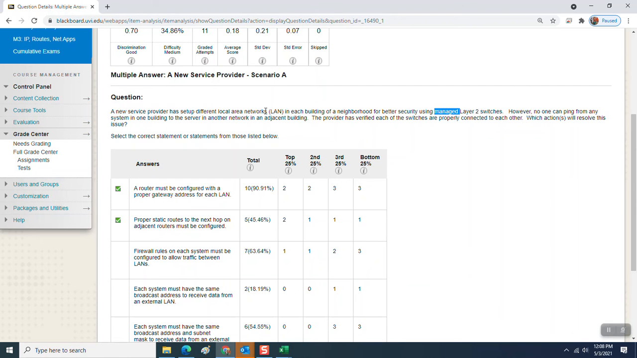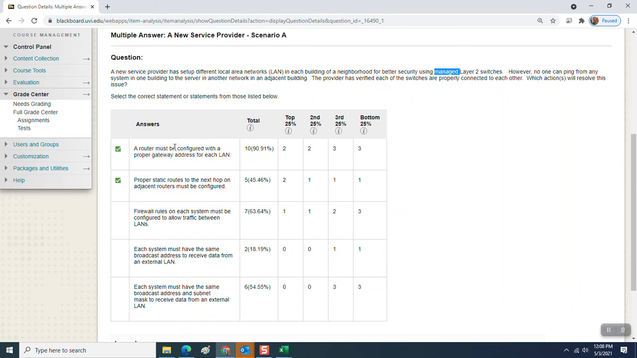So we have a bunch of different smaller networks. Okay? And no one can ping. So select the correct statement or statements from those listed below. A router must be configured with a proper gateway address for each LAN, and proper static routes must be configured. This is the same as your solution, 3.3. That's what you do to fix this.